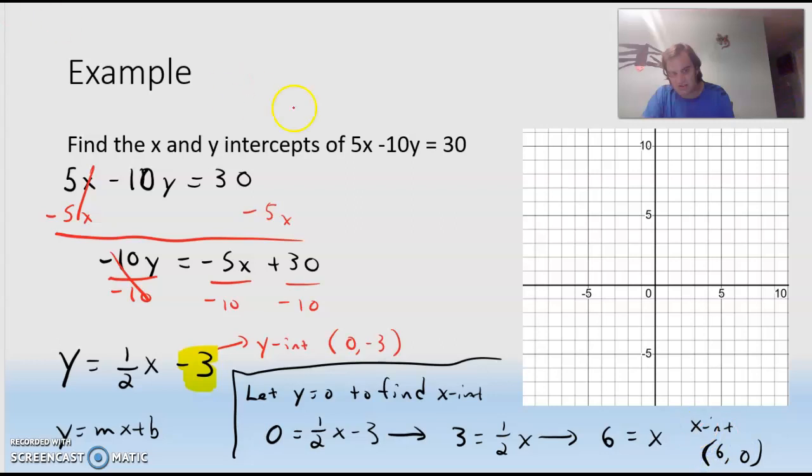So I can plot those two points. Let me see, y is negative 3, x is 6, and I can make myself a little line here. And if everything works out, we should be able to see the same slope that we have there, up 1 over 2, up 1 over 2, up 1 over 2. And there we have it.